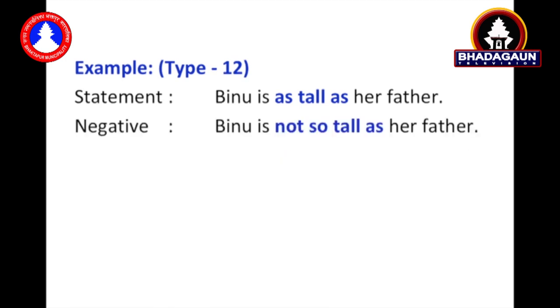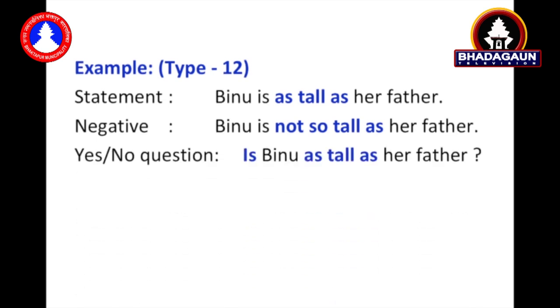Now here we have is as the auxiliary verb, and the not is used next to is. But one more thing is done here. As tall as is changed into so tall as. And now we can read like this. Binu is not so tall as her father.